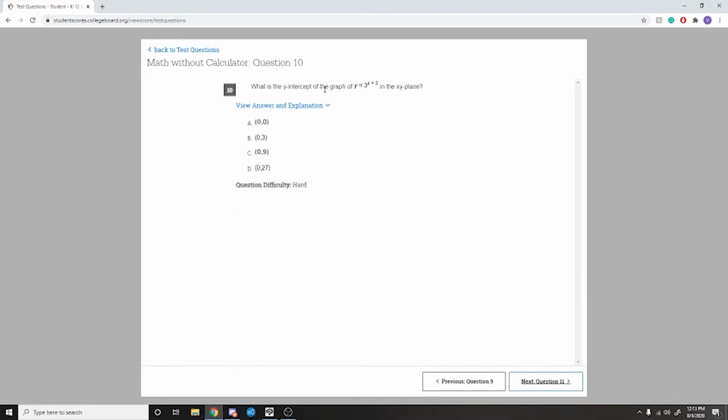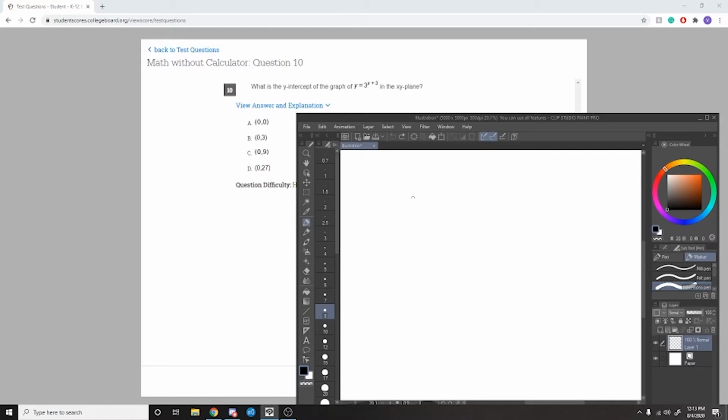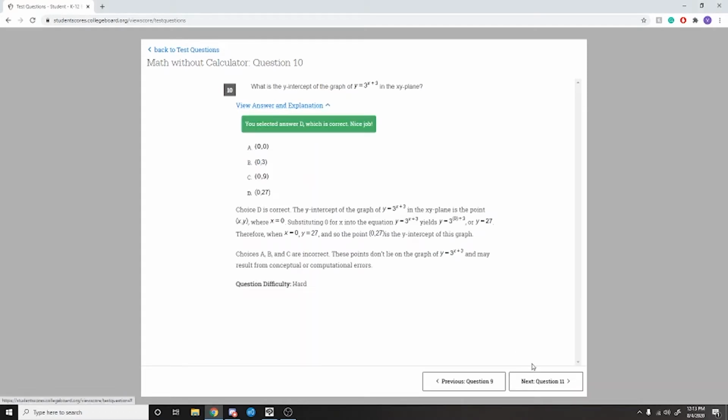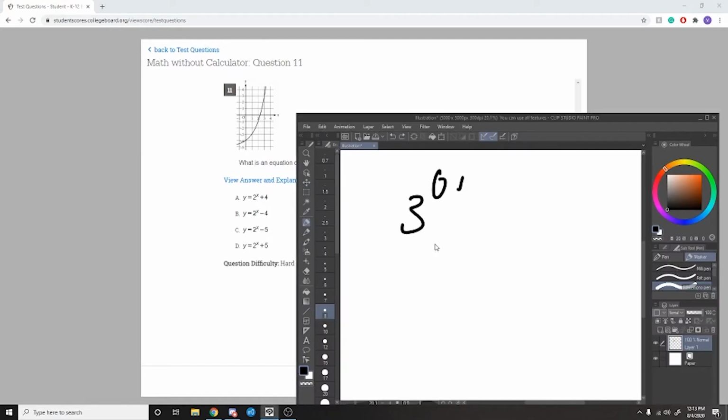And next question. What is the y-intercept of the graph? Now if you remember what the y-intercept is, that's when x is 0. So all you have to do is plug in 0 for x. 0 plus 3, that's 3, so 3 to the 3rd power, that's 27. Next question. Okay, this one a lot of people messed up.